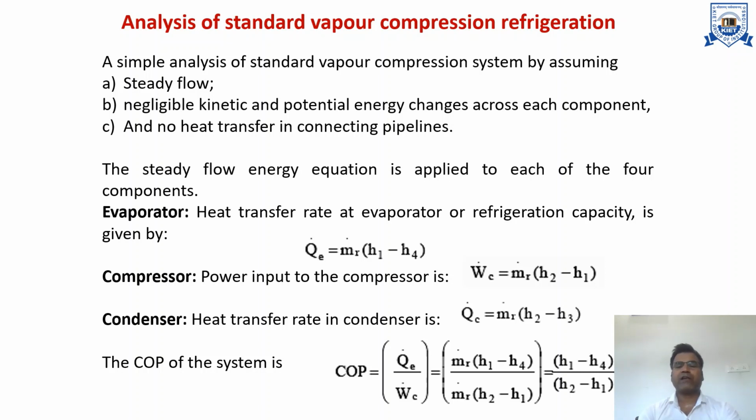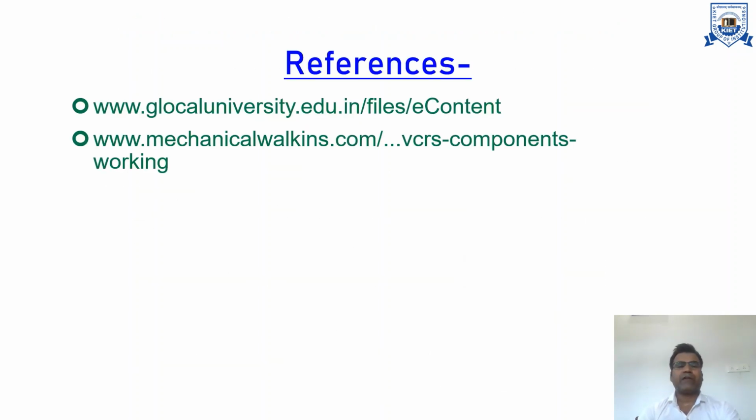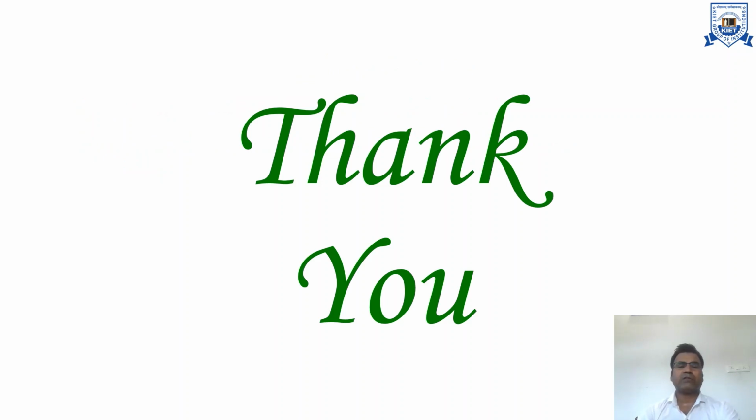So finally it is (H1 minus H4, or H3) divided by (H2 minus H1). This is the final COP of the VCR cycle or system. And these are the references which were used in these slides. So thank you.